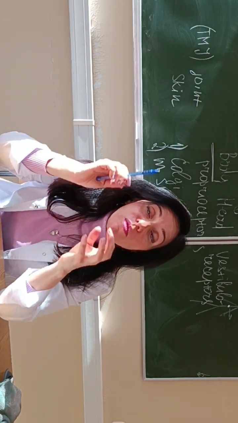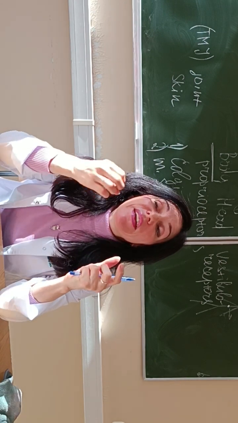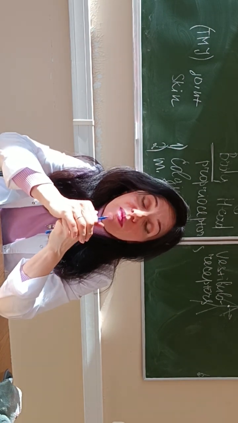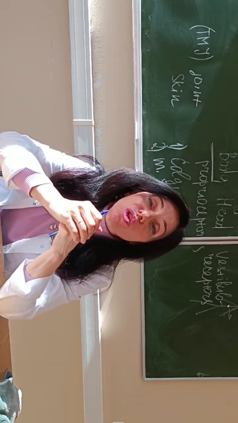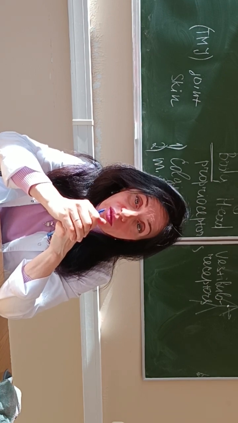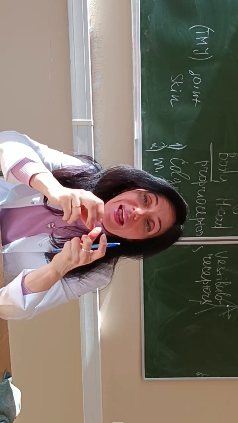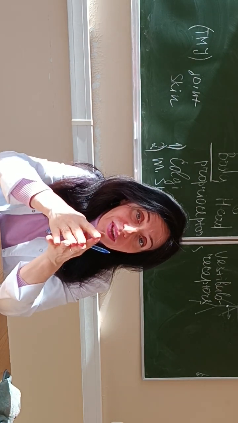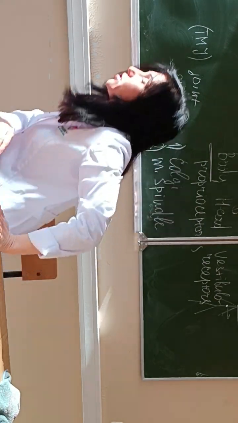One type of proprioceptor detects the degree of stretching. Another type detects the degree of contraction, shortening. So we have two conditions of muscle, lengthening and shortening. It's so simple.